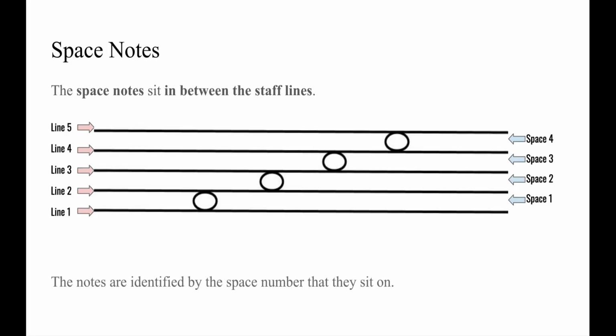Anyways, we also identify the location of the space notes by the space number that they sit on. So this very first note here, we would call this location space 1. We would call this one space 2. This one space 3. And this one space 4.